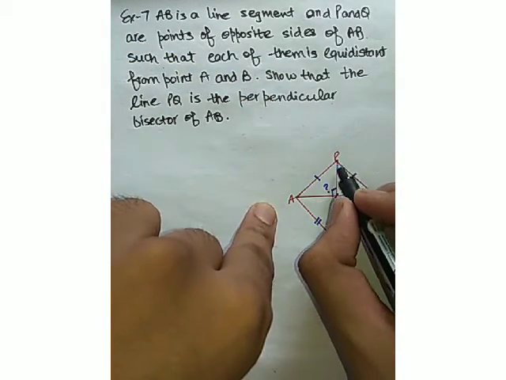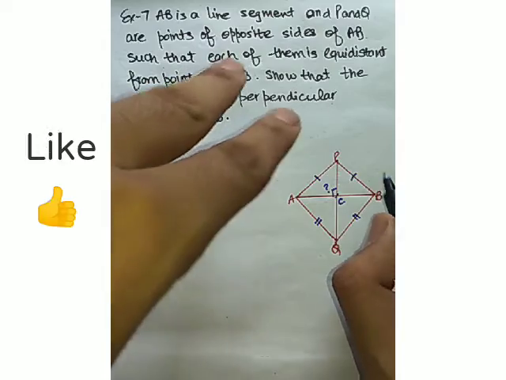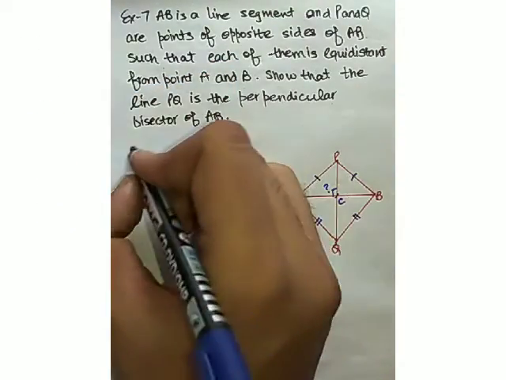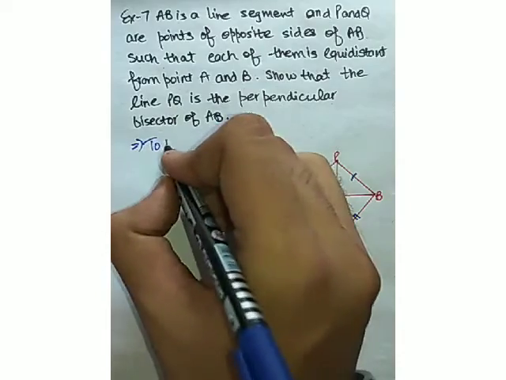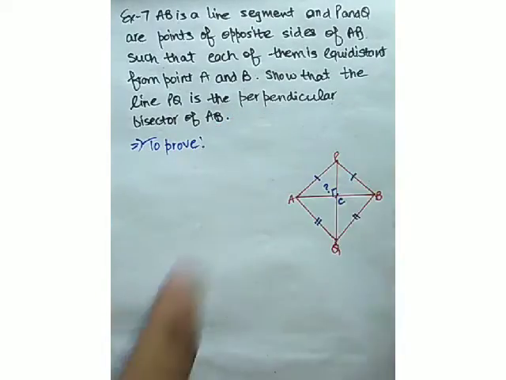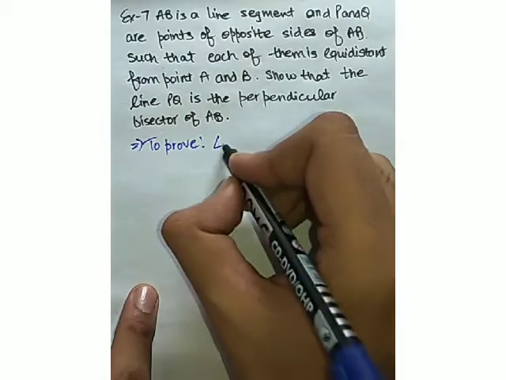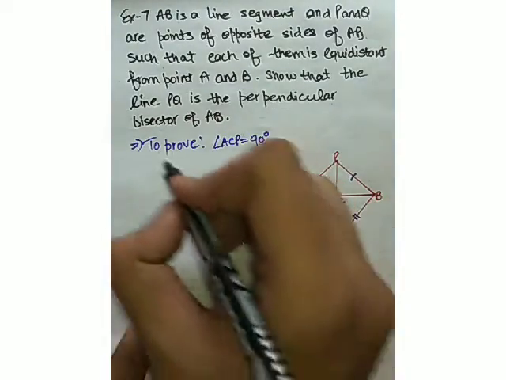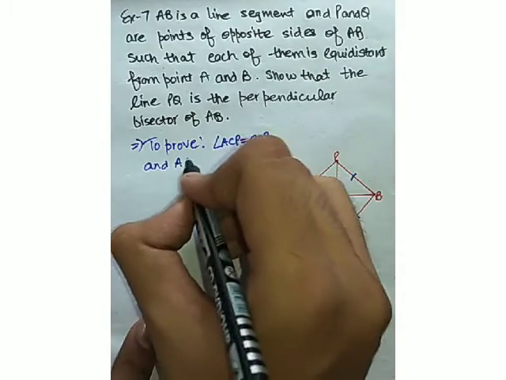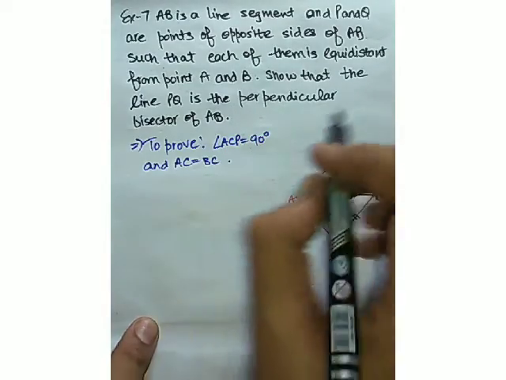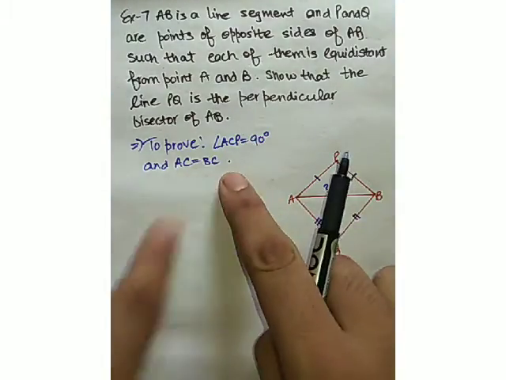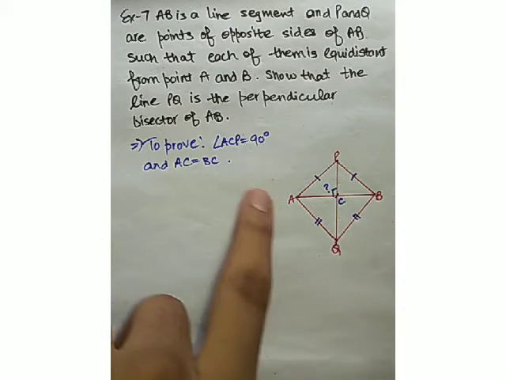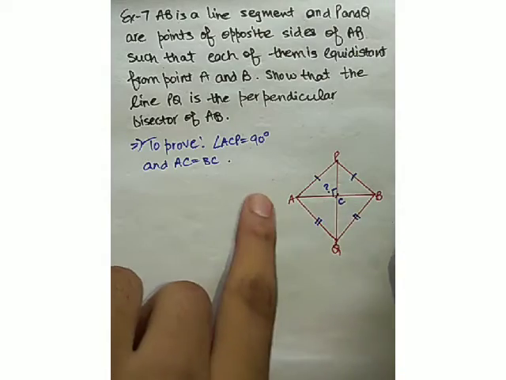It means it is dividing AB into two equal parts. AC is equals to BC. Okay, so firstly we can write what we have to prove. We have to prove that angle ACP is equals to 90 degree and AC is equals to BC. Clear? Now you can see that we have done the sums like this previously as well, and we only have to prove that triangles are congruent.